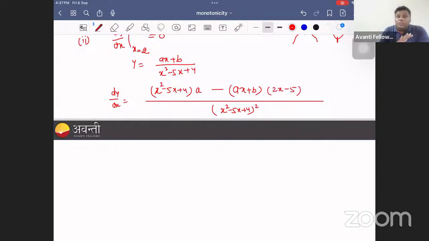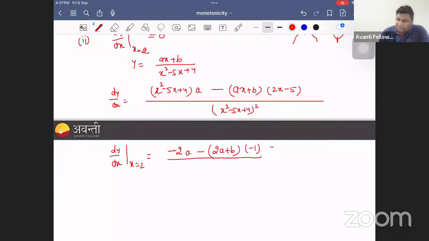Got it? Now don't simplify it. Directly, what you do is put dy/dx at x equals 2. Put x equals 2 directly. So we are going to get 8 minus 10, minus 2a, minus (2a plus b) into minus 1, upon whatever it is, equals 0. So this denominator will directly go to 0. So with this, minus 2a plus 2a plus b is 0. See, 2a cancels. That means b comes to 0.